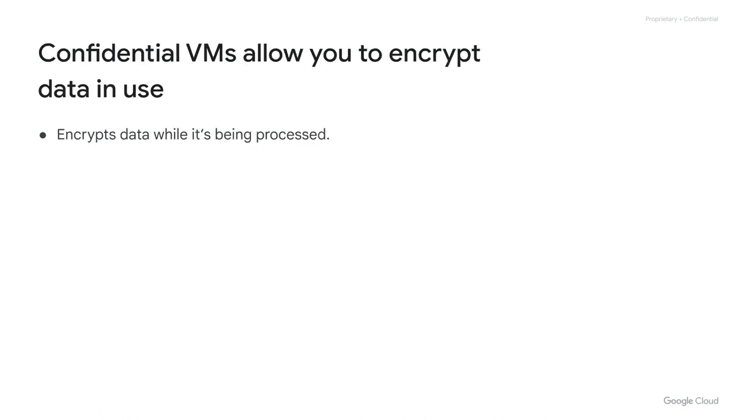Confidential VMs are breakthrough technology that allows you to encrypt data in use while it's being processed. Google Cloud's approach to encrypting data in use is simple, easy-to-use deployment without making any code changes to your applications or having to compromise performance. You can collaborate with anyone, all while preserving the confidentiality of your data.